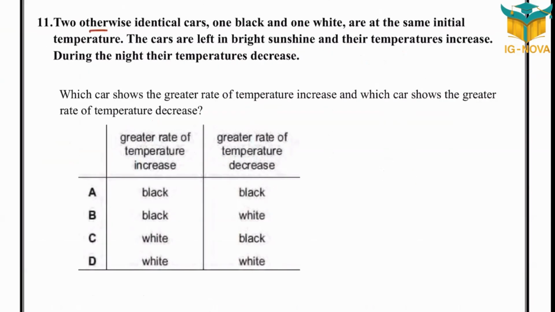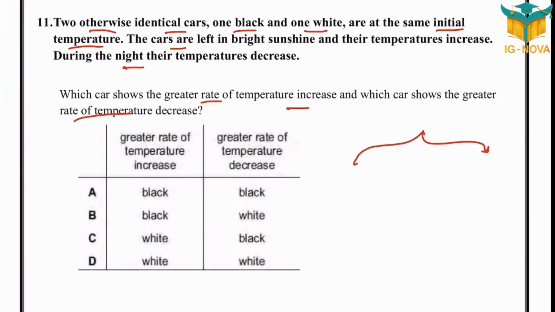Question 11. Two otherwise identical cars, one black and one white, are at the same initial temperature. The cars are left in bright sunshine and their temperature increases. During the night, their temperature decreases. Which car shows the greater rate of temperature increase and which car shows the greater rate of temperature decrease?